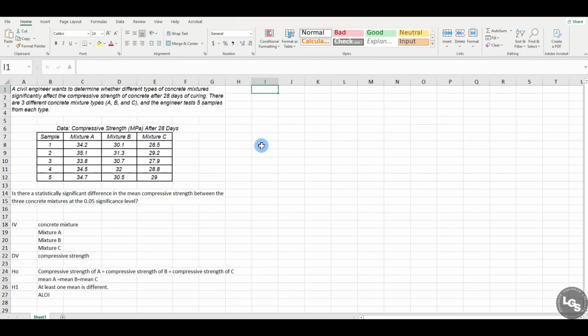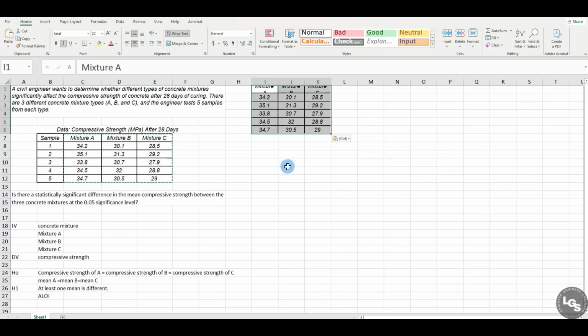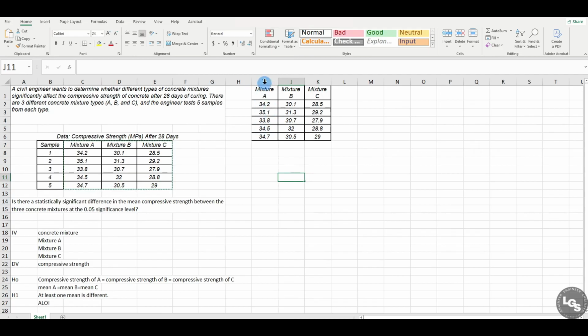So next, we arrange the data or organize the data in a column. So the data that we need here is the different compressive strength for each mixture. So we will just copy these three columns. So we have this column, so at the I column, the data for mixture A, then J column for the mixture B, and for the K column is the mixture C. So each mixture has 5 samples or trials.